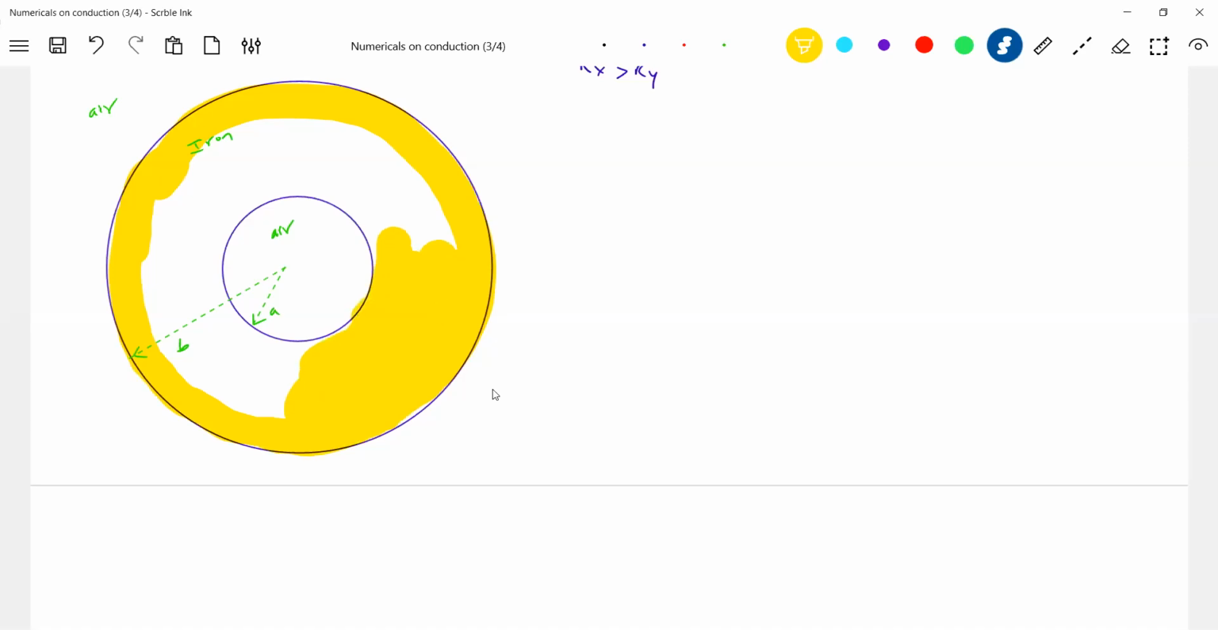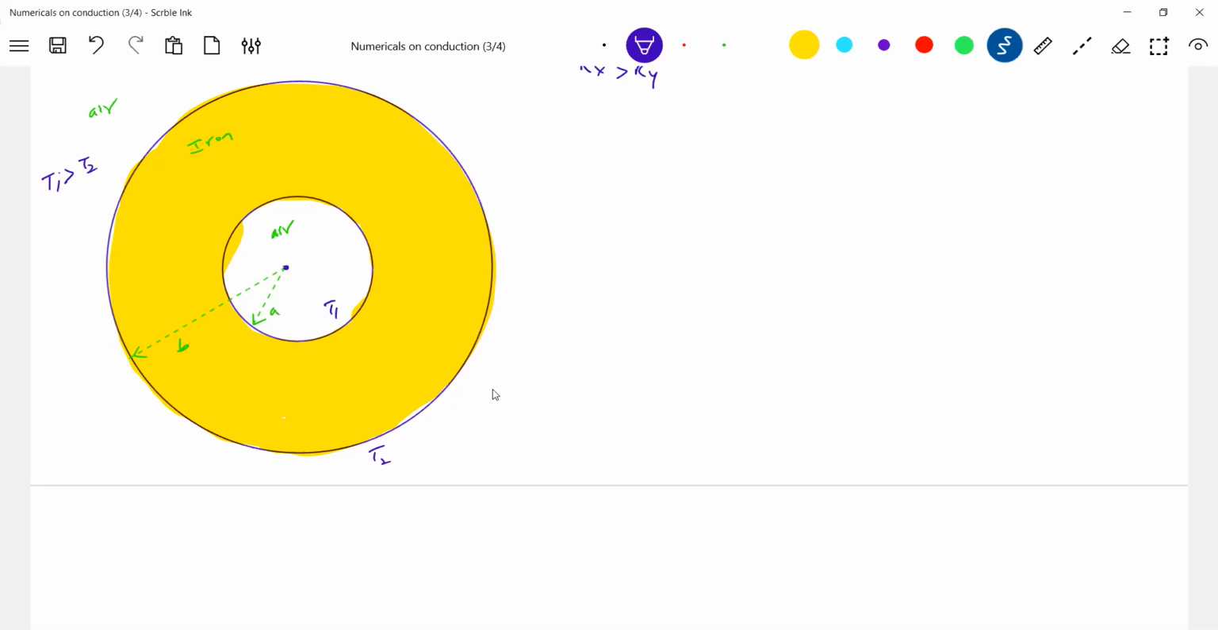Okay, where is the material? The material is only here, this one. The yellow color is what? That iron material. Now the inner surface is maintained at temperature T1, outer surface at temperature T2. You have to find out the thermal resistance of this structure. This is at T1, this is T2, T1 greater than T2. What is the thermal resistance?